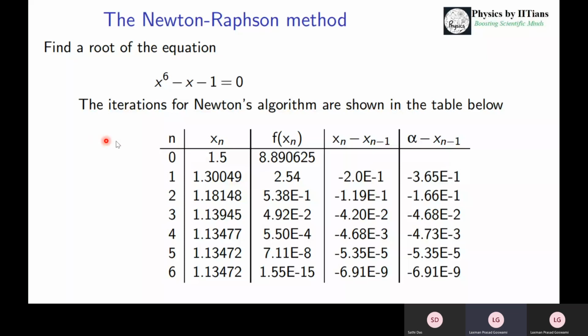So this is the table. Here we have xn values. Here we have f(xn) values. The function is x to the power 6 minus x minus 1 equals 0, so its derivative will be 6x to the power 5 minus 1. We will proceed with the iteration x(n+1) equals xn minus f(x) divided by f dash (x), and we can get the different x values.